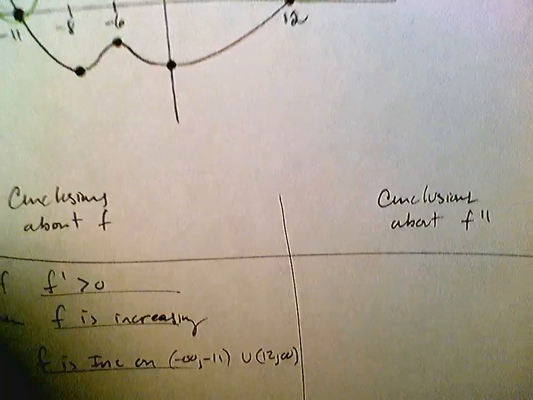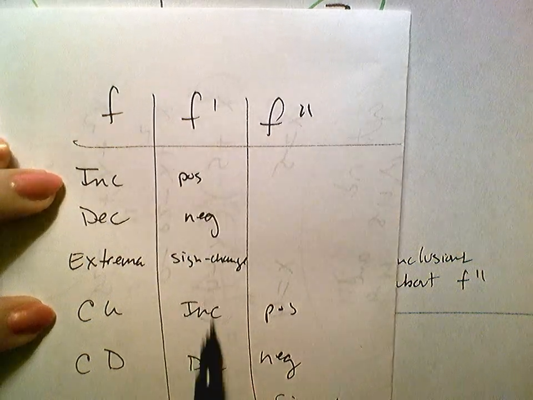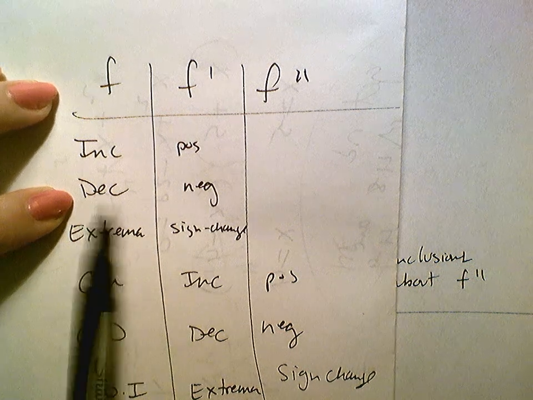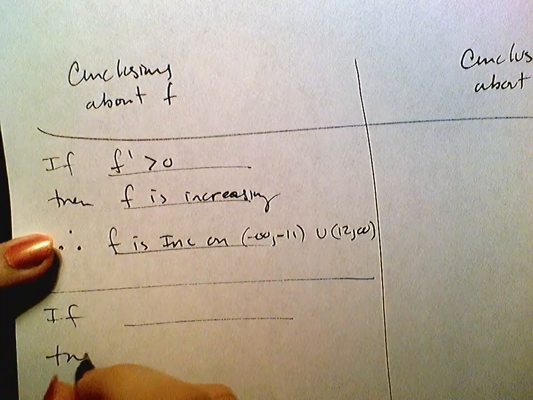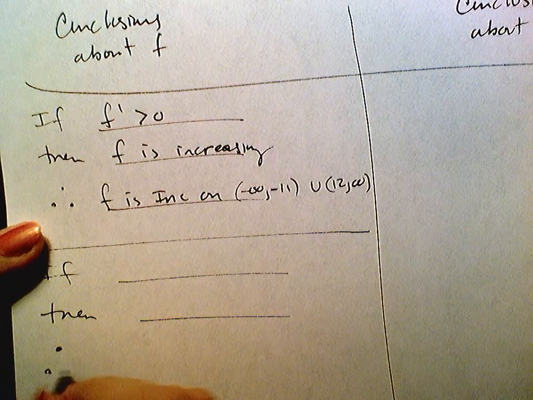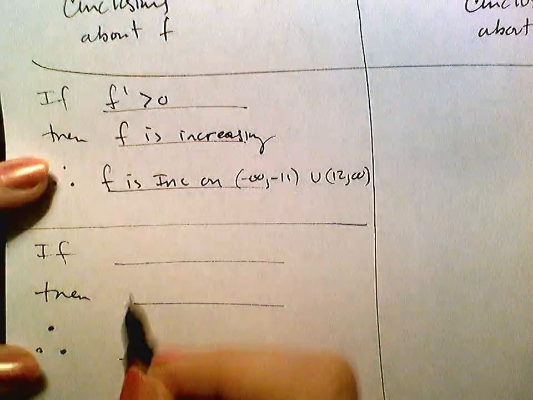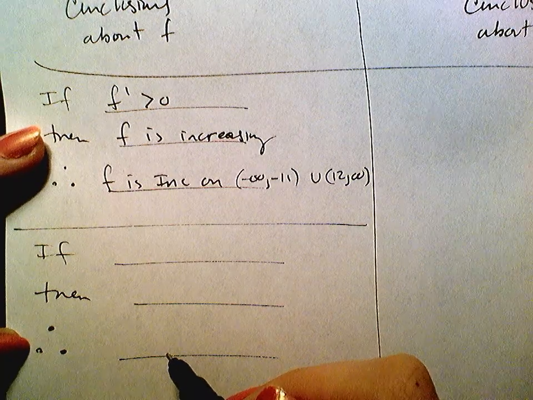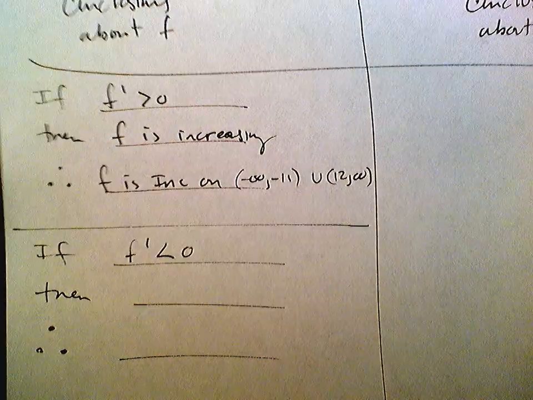Okay, let's make another conclusion about f given the graph of f prime. So I'm just going to work all the way down. So f prime negative implies that f is decreasing. Okay, so I'll do another: if blank, then blank, therefore blank. All right. So this time, the cause of my conclusion about f is going to be that f prime is less than 0.